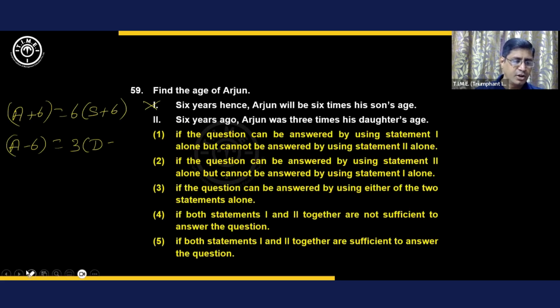Now simplify this. Is it possible to answer the question? No, it is not possible. Statement 1 is independently insufficient. Statement 2 is also independently insufficient. Now, combining both the statements, is it possible? Not possible because we don't know the values of A, S, and D. So what is the right choice? Insufficient data. Some more information is required to answer this question.